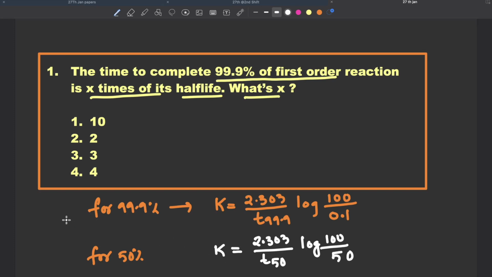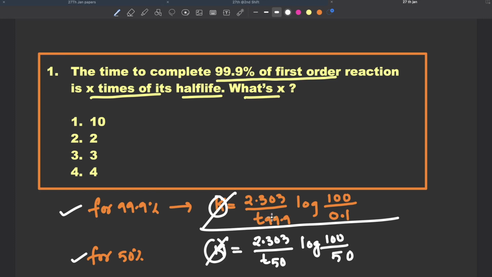These are the two first order rate constants for the 50% and the 99.9% cases. In both cases k is constant, that's why I divide the first expression by the second. Common things get cancelled out: k cancels, 2.303 cancels, and we end up with this ratio.